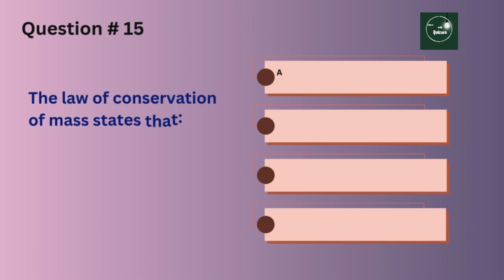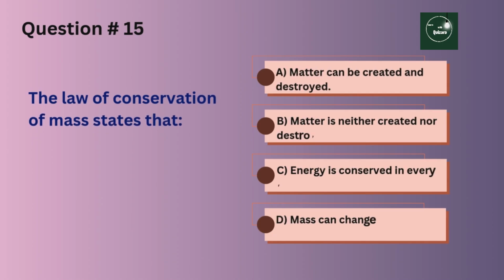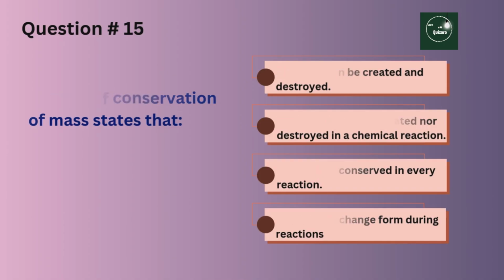Question number 15. The law of conservation of mass states that A. Matter can be created and destroyed. B. Matter is neither created nor destroyed in a chemical reaction. C. Energy is conserved in every reaction. D. Mass can change form during reactions.